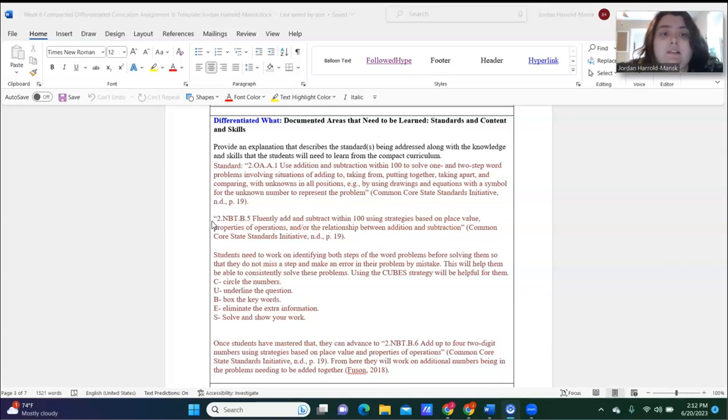Once students master this standard, they can move on to the next MBT standard that focuses on adding up to 4 2-digit numbers at a time. This is important for building addition fluency, but also for word problems that will have more than 3 numbers.